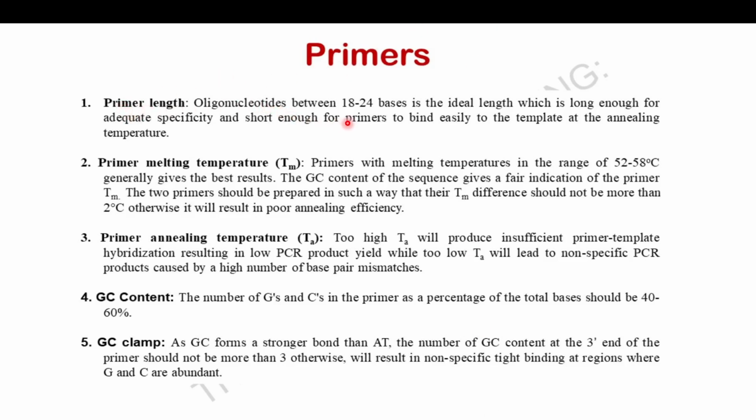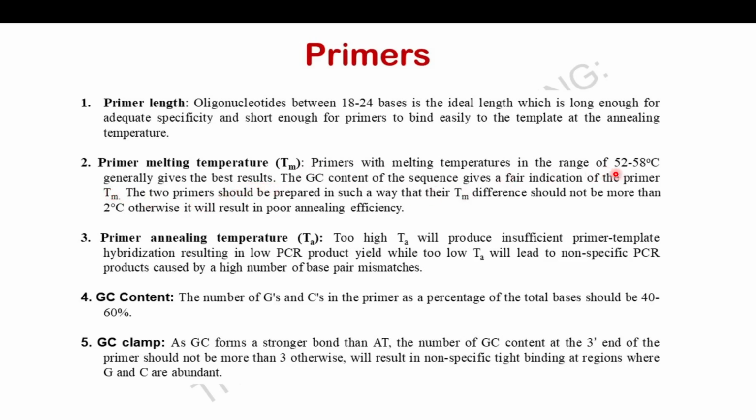Primer length is usually 18 to 24 bases long, which is the ideal length. This is long enough for adequate specificity and short enough for primers to bind easily to the template at the annealing temperature. Okay. When we talk about primer melting temperature, primers with melting temperature in the range of 52 to 58 degrees Celsius generally give the best results.